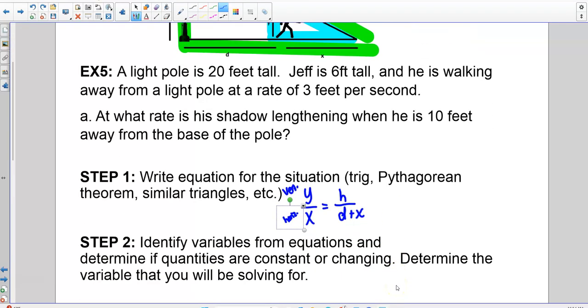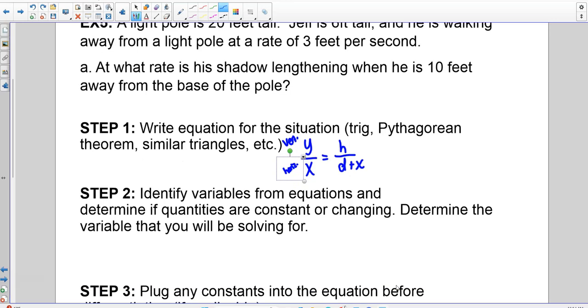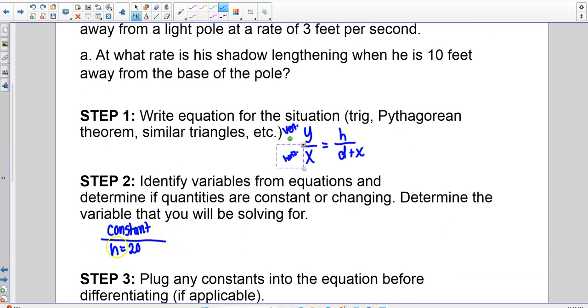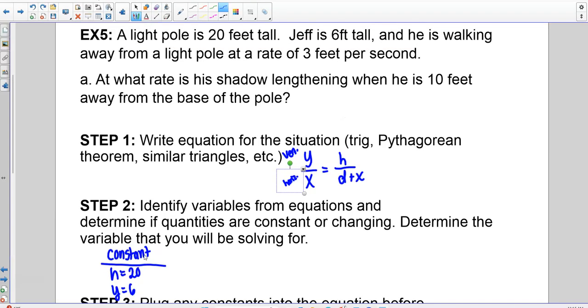We need to think about what is changing and what is constant. What things are not changing here? What is constant in this? Height of the light pole, which is h, that is 20, and that is not changing. What else is not changing? Jeff's height, which is our, what is that? y, is 6. We also know that Jeff is walking away from the light pole at a rate of 3 feet per second.